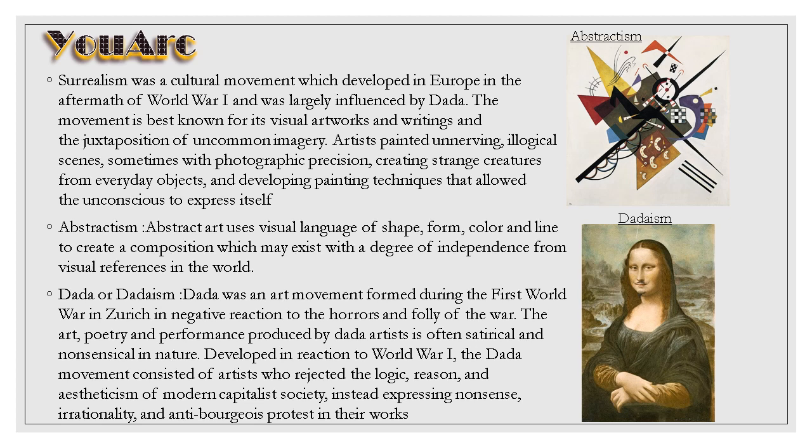And we are going to talk about another movement called abstractism. Abstract artwork is a visual language of shapes, colors, and lines to create a composition which doesn't have any boundary to it. It has a degree of independence from visual reference in the world. They didn't follow what exists in the world. They started giving something different, with no visual reference in the world. That is called abstractism. So we saw three movements: surrealism, Dadaism, and abstractism. Let's move to the next topic.